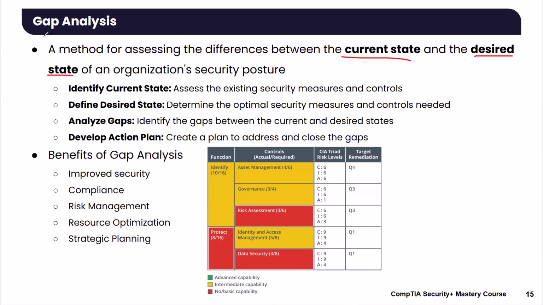So gap analysis is a method of assessing your environment and trying to identify the current state and identify the desired state, and then look at the gap, right? Look at the gap between the two, and then develop a plan of action, right? Why would you do this? Well, to improve your security. Absolutely. Compliance. We're going to talk about compliance in more depth. Risk management, optimizing your resources, and obviously for strategic planning.